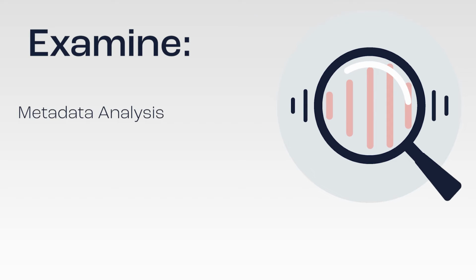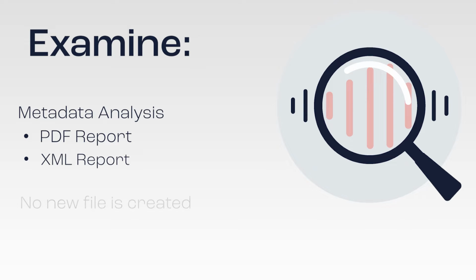So Engine has two main types of Examine workflow. The original Examine workflow does a metadata analysis only and creates a PDF report with summary information, or an XML report with more detailed information. No new file is created, and you can create an Examine workflow in the Examines tab.